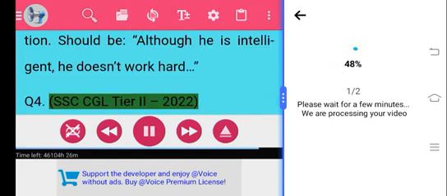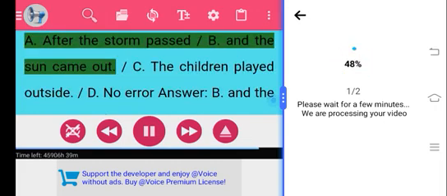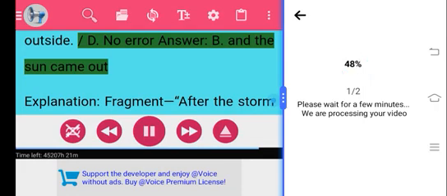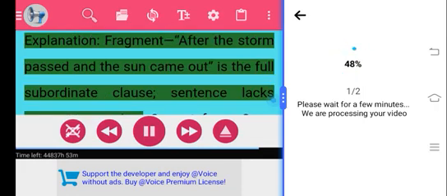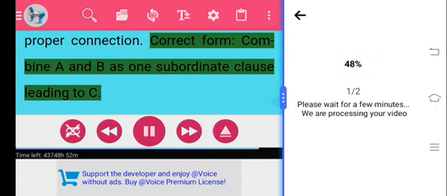Q4. SSC CGL Tier 2 2022. A: After the storm passed, B: and the sun came out. C: the children played outside. D: no error. Answer: B, and the sun came out. Explanation. "After the storm passed and the sun came out" is a full subordinate clause; the sentence lacks proper connection. Correct form: combine A and B as one subordinate clause leading to C.